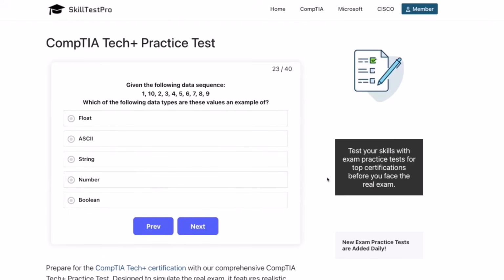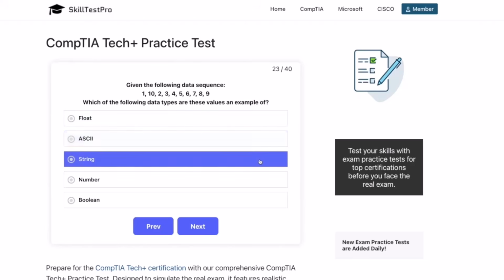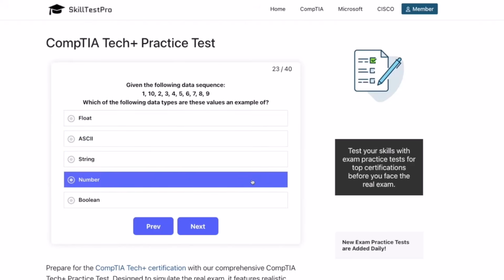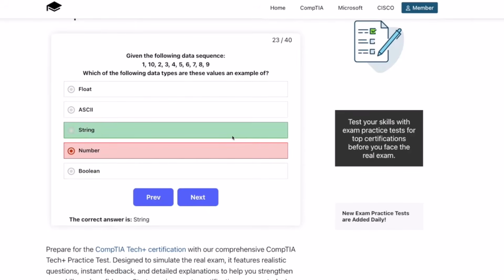Given the following data sequence, 1, 10, 2, 3, 4, 5, 6, 7, 8, 9, which of the following data types are these values an example of? Float, ASCII, string, number, or Boolean? The correct answer, string. And I meant to say string, but my computer moved here. All right, sorry about that.